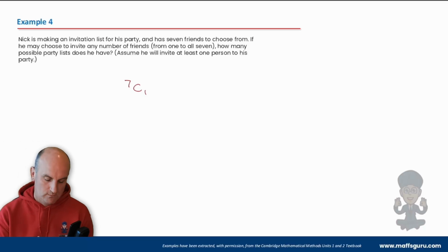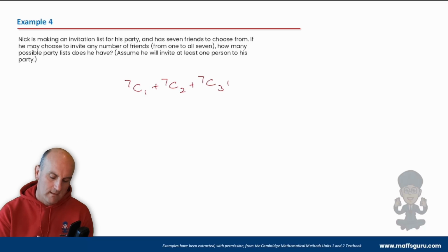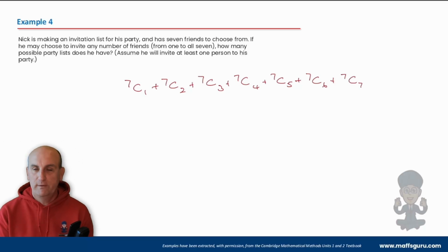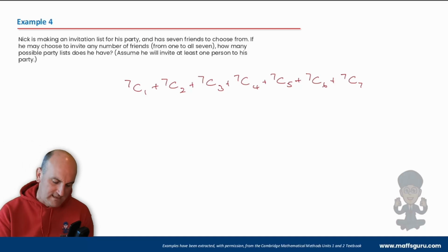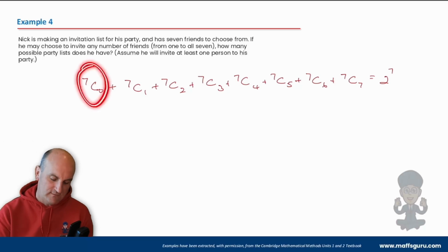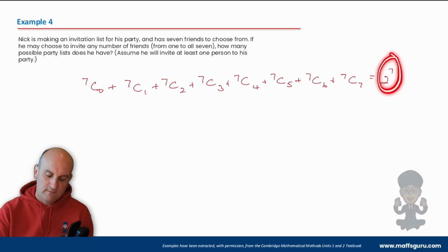one of them? 7C1. How many ways are there of him choosing 2? And 3? And 4? And 5? And 6? And 7? Let's do that properly. 7 choose 7. Now again, I could put that into my calculator, but hold on, that looks suspiciously similar. Because if I did 7C0 on here, then we would now know that that would be 2 to the power of 7. Because we've decided from previously, if I take 7C0 all the way up to 7C7, that's going to be 2 to the power of 7.